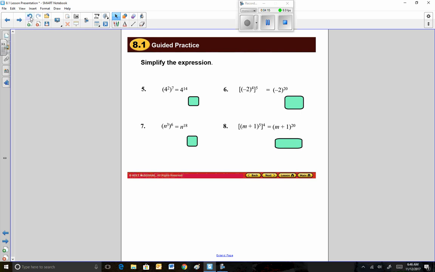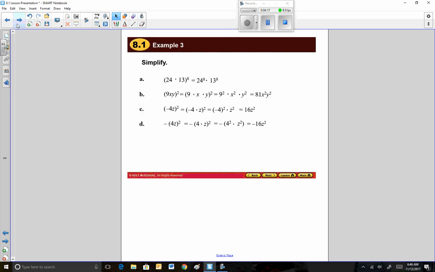All right, let's take a look at the next type of question you might be asked. Look what happens here. We have parentheses, and we have to the 8th power. That means each one of these terms has to be raised to the 8th power. So that's why we have 24 to the 8th and 13 to the 8th written out right here. And that's your answer. You can't combine these 2 bases.